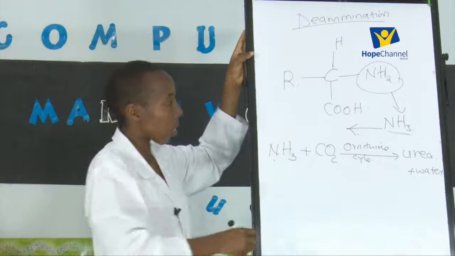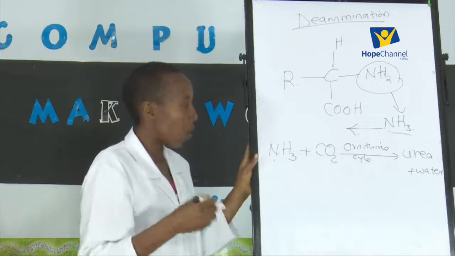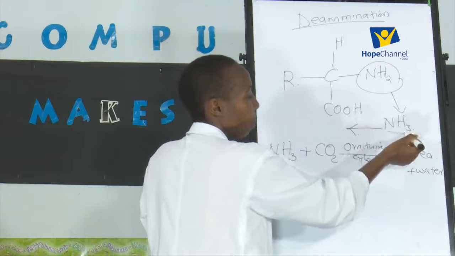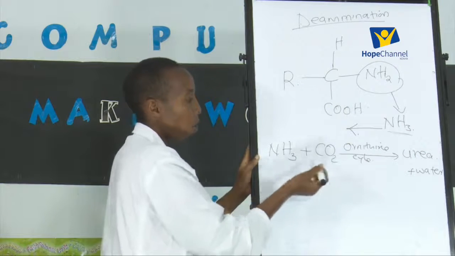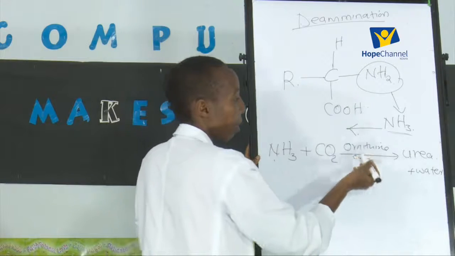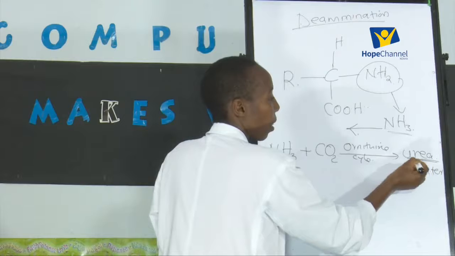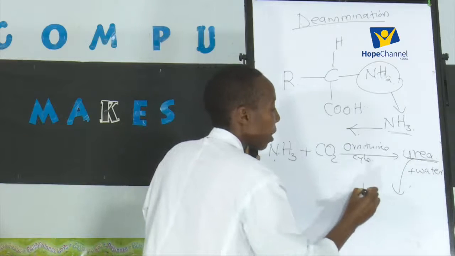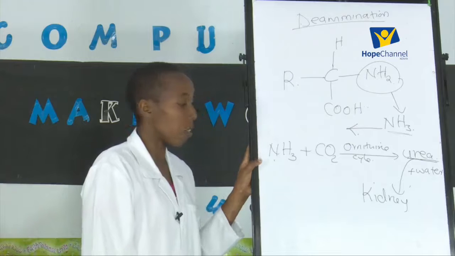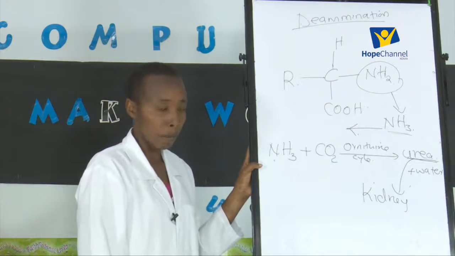And that's why we are saying that during deamination, we are able to excrete excess amino acids by removing the amino group, which is converted into ammonia. The ammonia combines with carbon dioxide in a series of reactions known as the ornithine cycle to form urea and water. Now this urea goes all the way to the kidney to be excreted. Remember, we discussed the role of the kidney in excretion, excreting urea in form of urine.